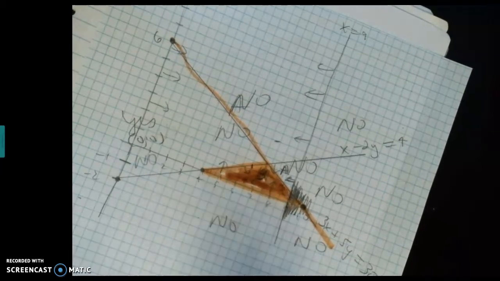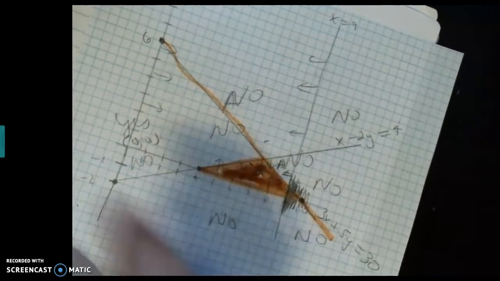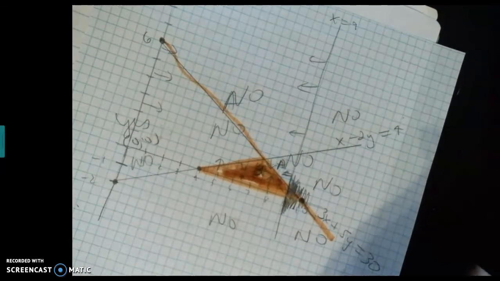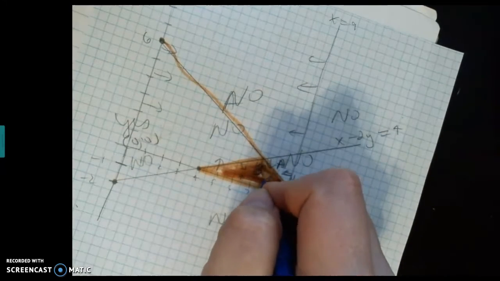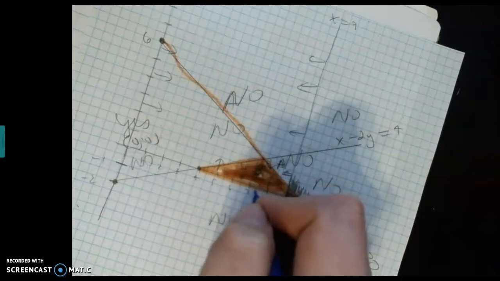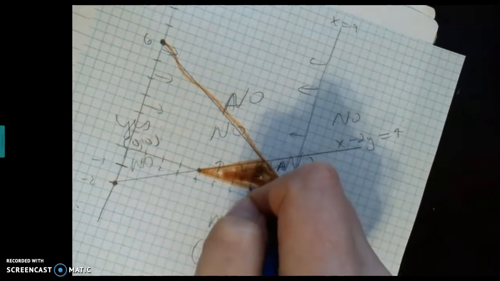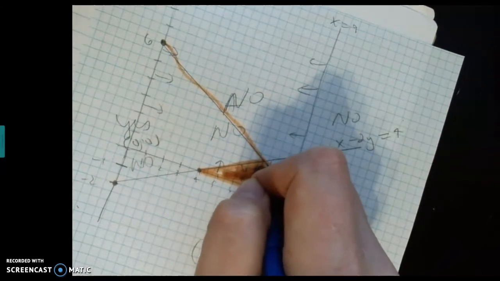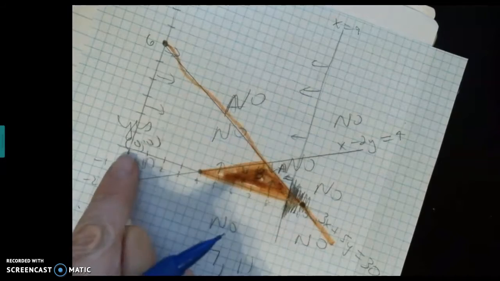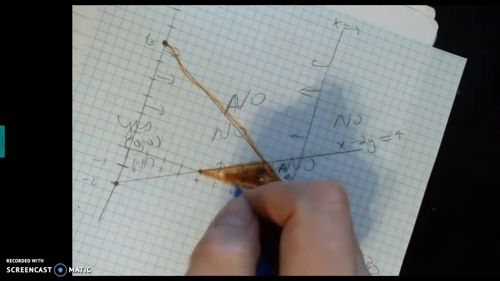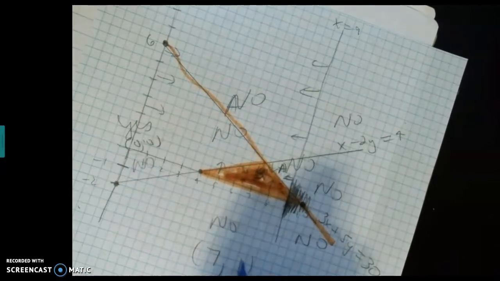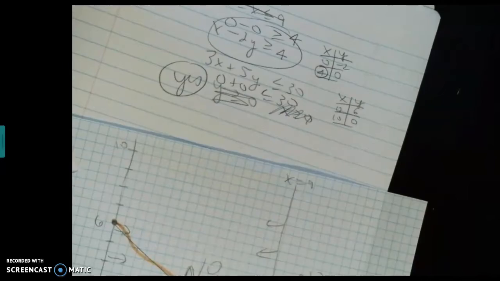Now, you have all these regions. What if you're confused and you're like, I don't know? Pick a point that's definitely in here. So I'm going to go over 7, which is definitely in there, and up 1, because my dashes are each worth a half. So I know 7, 1 is definitely in there. So I'm going to test 7, 1.